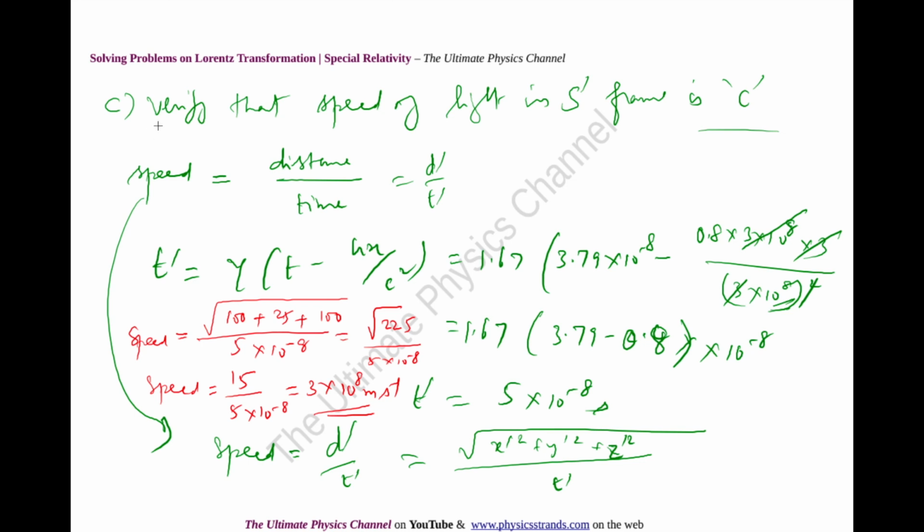So we have verified thereby that the speed of light in S prime frame is also 3 into 10 power 8 meters per second. So that confirms Einstein's second postulate in special theory of relativity, that the speed of light for any inertial observer in any frame of reference has to be the same, is c. So that concludes the problems on Lorentz transformation.